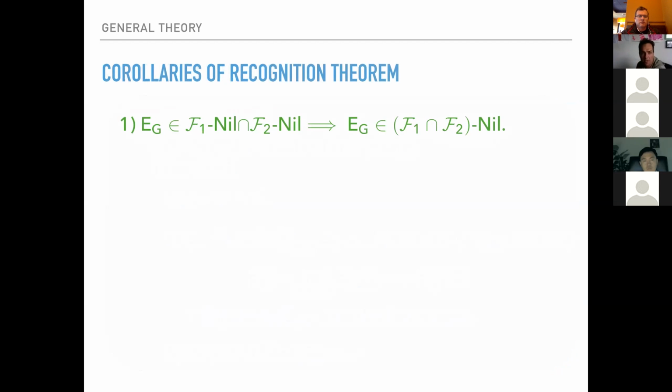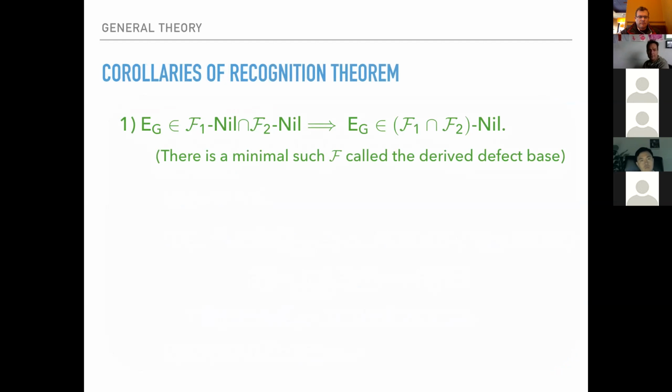So some corollaries of this. If you're nilpotent for 2 different families, then you have to be nilpotent for the intersection of those 2 families. That's easy to see from condition 3. So that in particular implies there's a minimal family for every EG where it's nilpotent. We call this the derived defect base. And it seems to be a bit of a fingerprint, a useful invariant on G-spectra, what the derived defect bases are.